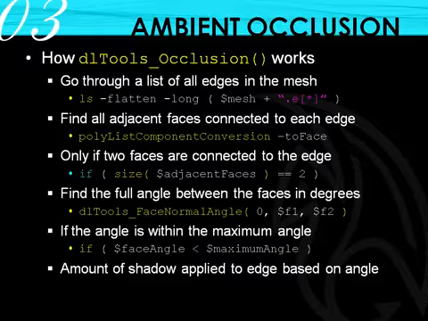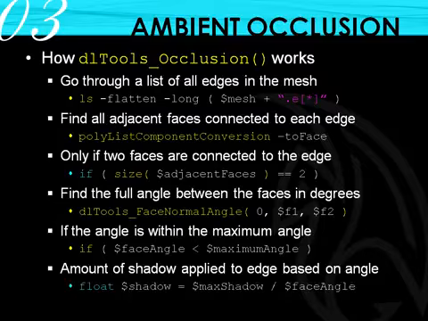So the amount of shadow applied to the edge is based on the angle. So the amount of shadow is going to be based on our maximum shadow. So remember, we also in the tool set a max amount of shadow. So the max, the multiplier essentially of the shadow, divided by the face angle. So the more the faces are towards each other, the less space there is in between the faces, the more of a crack we have. If it's smaller, we're going to put a lot of shadow because there's very little light that gets into a small crack.